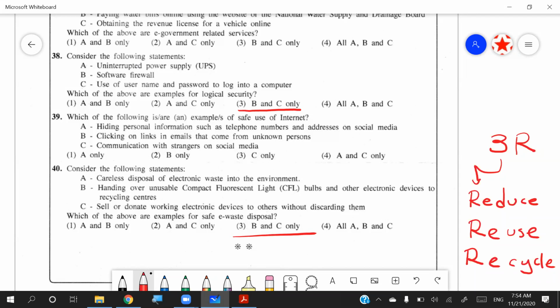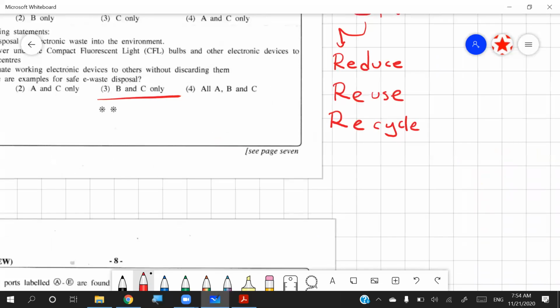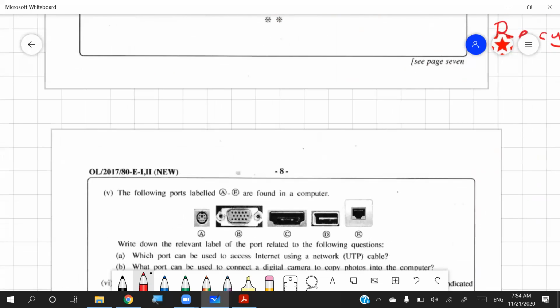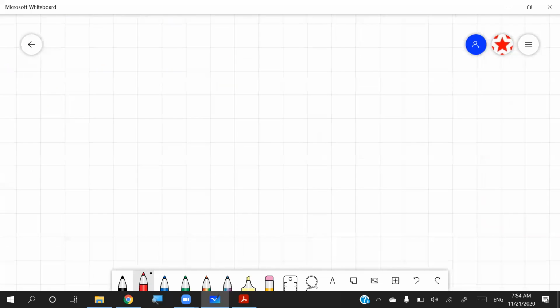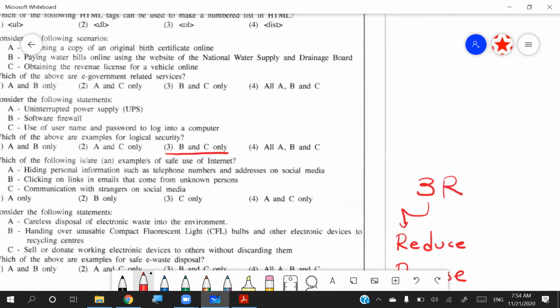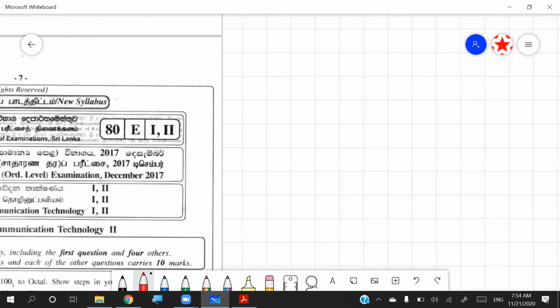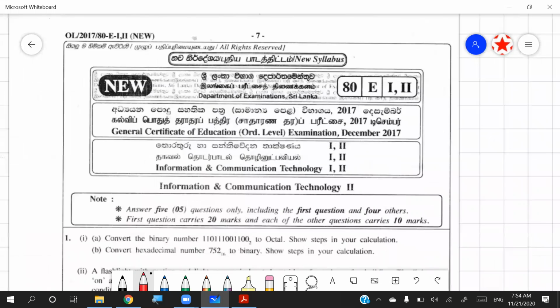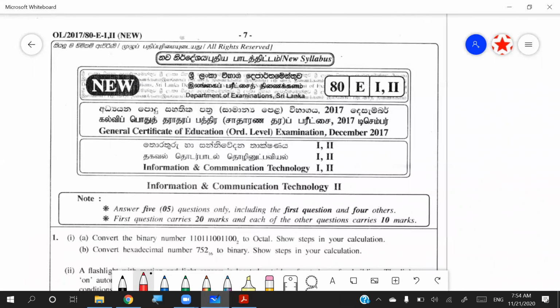Right. So with this, we are done with the MCQ paper. Have the marks, see how many are correct out of 40. Right. So I'm moving to the next part, which is part B. So let's start discussing that. All right, give me a second.